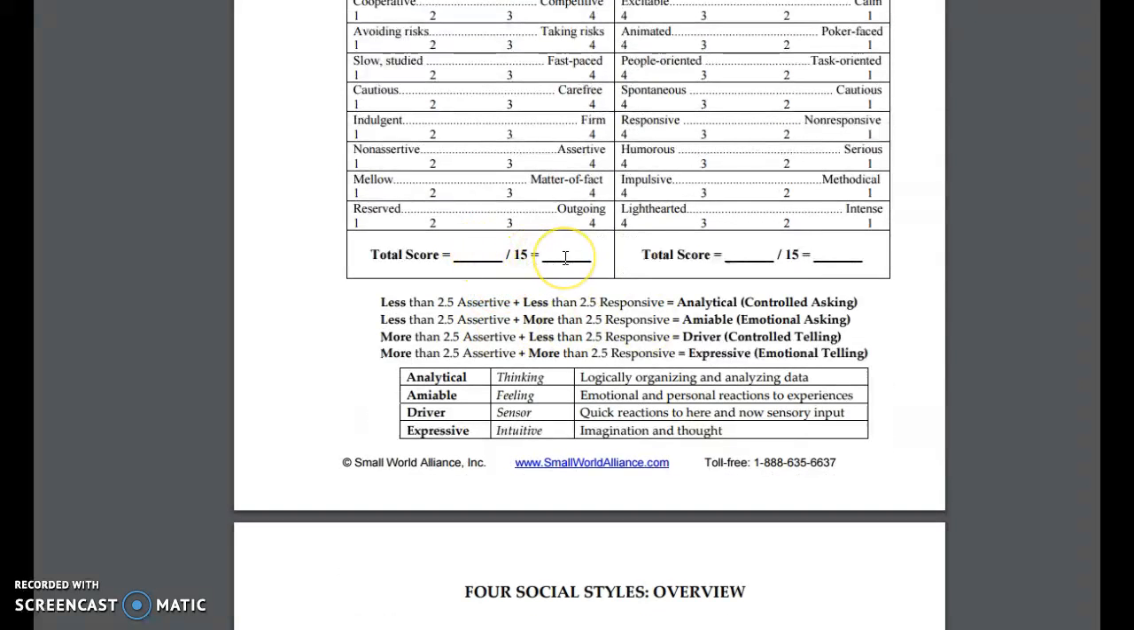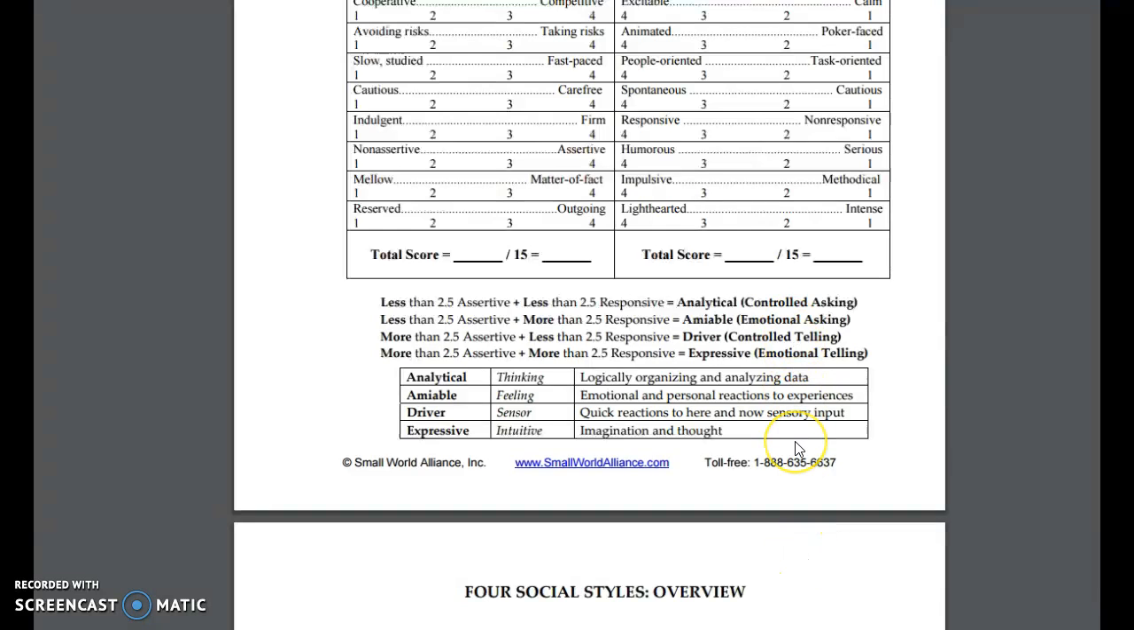For each of these columns, the assertive and responsive columns, we scored for this particular screencast a 4 on both. So you would go down here and find where that number falls. For this one, we scored more than 2.5 in assertiveness and more than 2.5 in responsive. That tells us that we're expressive, emotional telling. If you come down here, it tells us that we're intuitive, imagination, and thought.